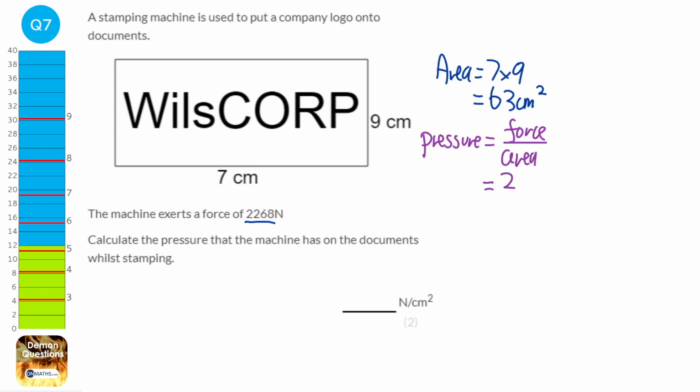Force is given to us as 2268. The area we've calculated is 63. Divide the 2 and you get 36. So it's going to be 36 newtons per centimetre squared.